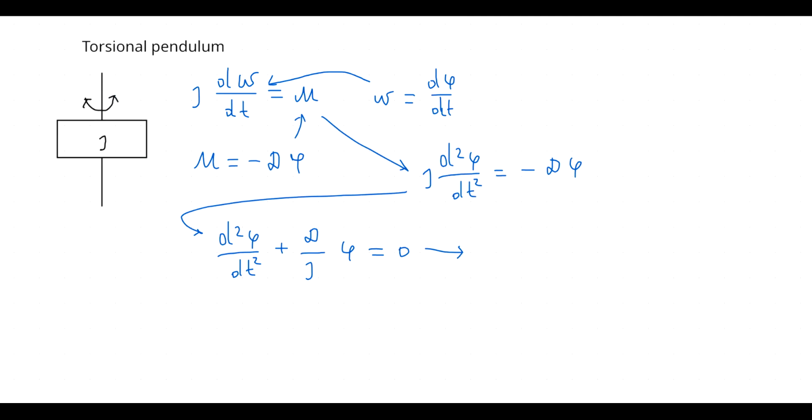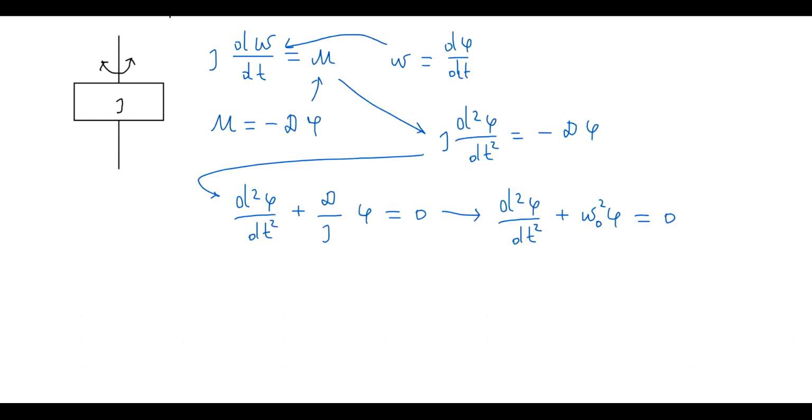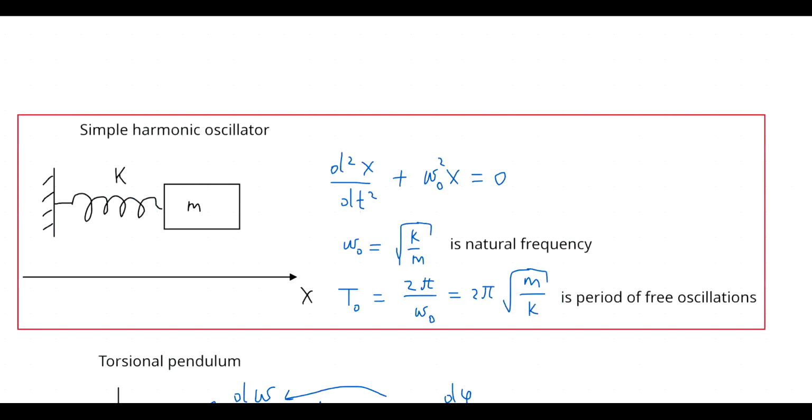This equation may be written in another form. So it will be just phi double dot plus omega 0 to the power of 2 phi, where omega 0 is natural frequency. So we have very similar situation as it was before.